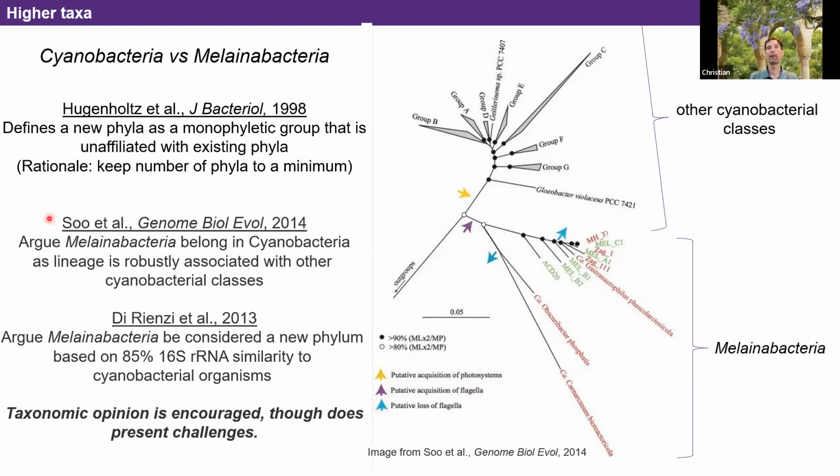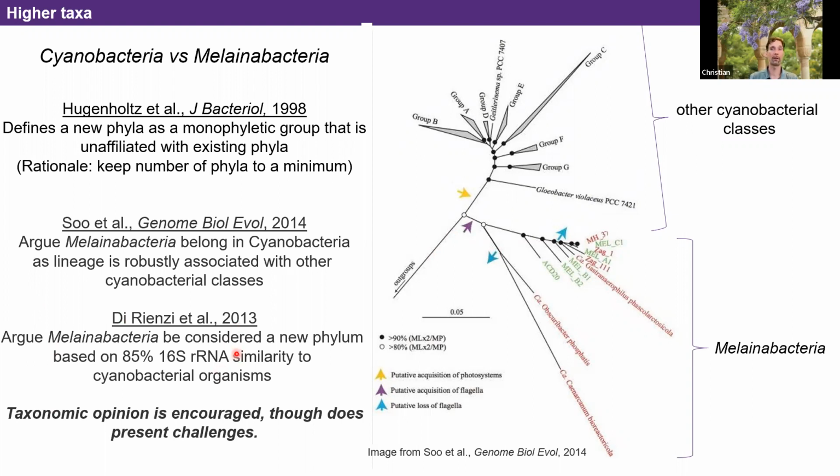So now using that in 2014, it also said, okay, Melainabacteria belong into Cyanobacteria, right? You can see them here, that is Cyanobacteria, that is Melainabacteria, because this lineage is robustly associated with other cyanobacterial classes here, right? So that's the argument. They are really affiliated together, so they should be in one phylum. Another paper said, well, Melainabacteria should be considered a new phylum based on an 85% cutoff, right? So a fixed cutoff. Again, who is right, who is wrong? It's taxonomic freedom, right? There is no correct answer in that case.